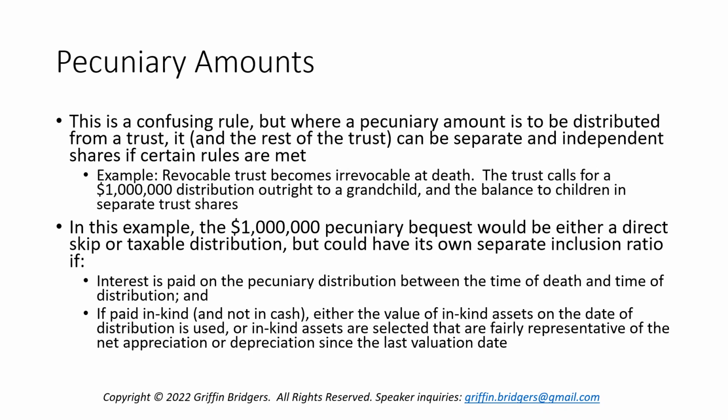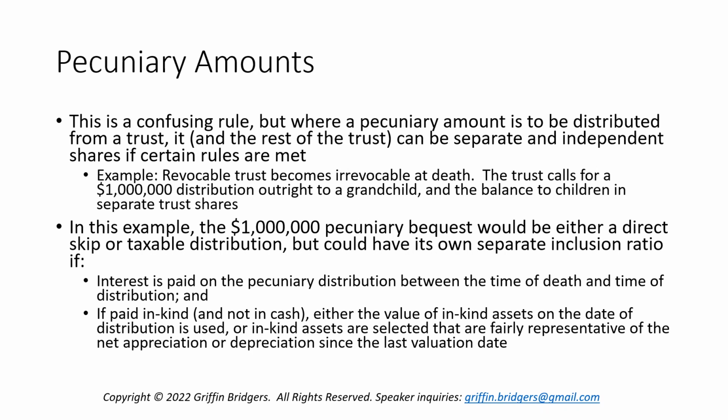So the trust calls for a $1 million distribution outright to a grandchild, with the balance then going to children in separate trust shares. So, in this example, the question is, could that $1 million pecuniary bequest be treated as a separate share of the revocable trust? And the answer is yes, but some requirements have to be met. And what's at stake here is the question of whether that pecuniary bequest could have its own separate inclusion ratio from the rest of the revocable trust.